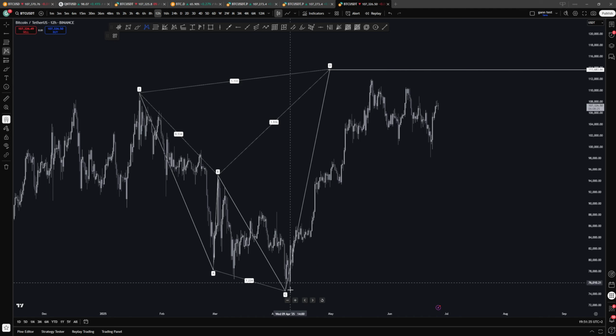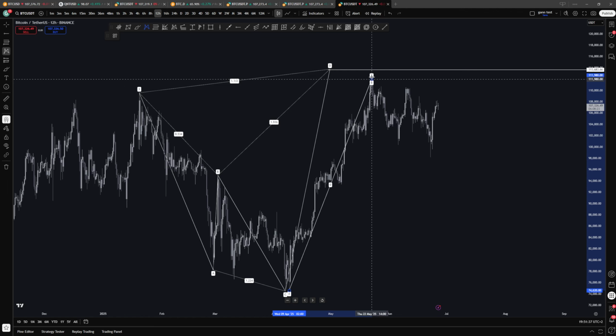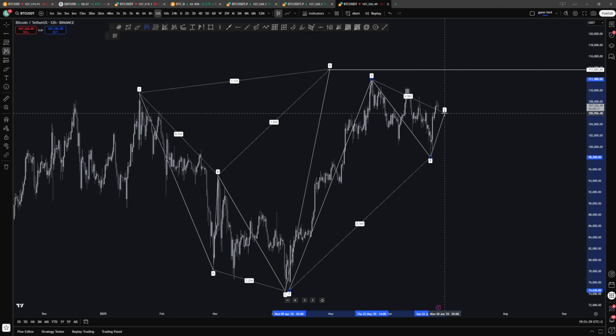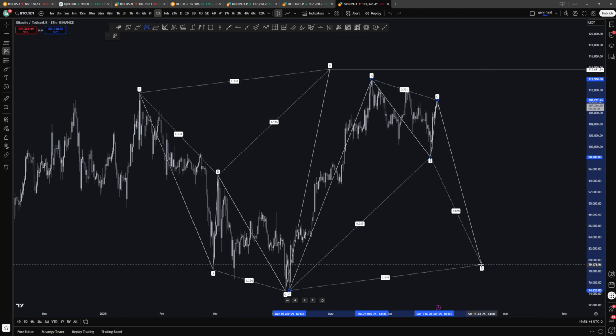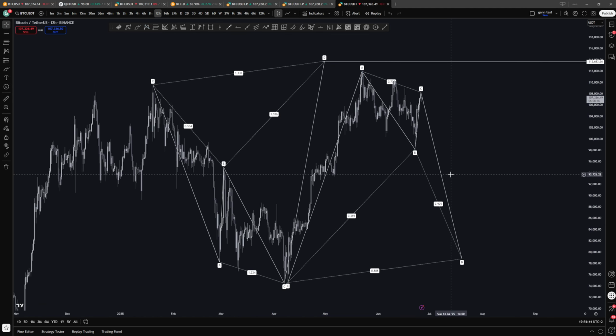But then also, did this go down to the 302? Just barely, right? Yeah, close enough. But also this one. Both of these would be entirely valid. So are you going to long or are you going to short?